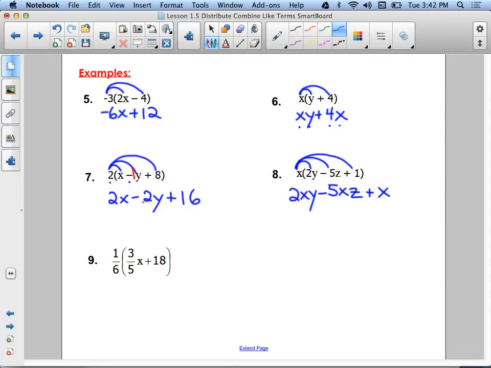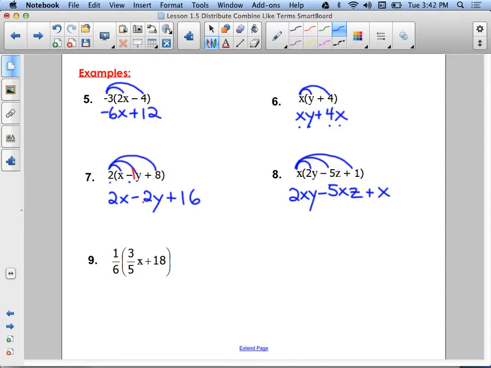That's it. And we stop because we cannot combine the xy term and the xz term because they're not like terms. They're not exactly the same variables. All right, number 9, don't be intimidated by fractions. Feel free to use your fraction calculator or do this in your head.